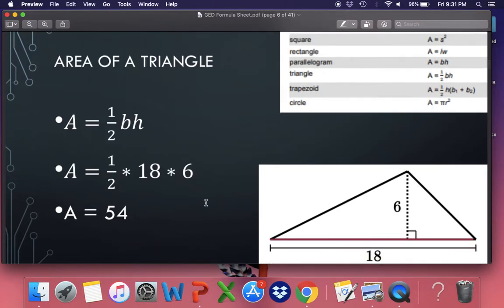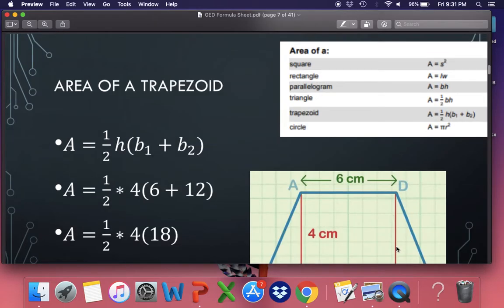And area of a triangle is 1/2 times the base times the height. So 1/2, or 0.5, times the base, which here is 18, times the height, which is 6. And that total will be 54.